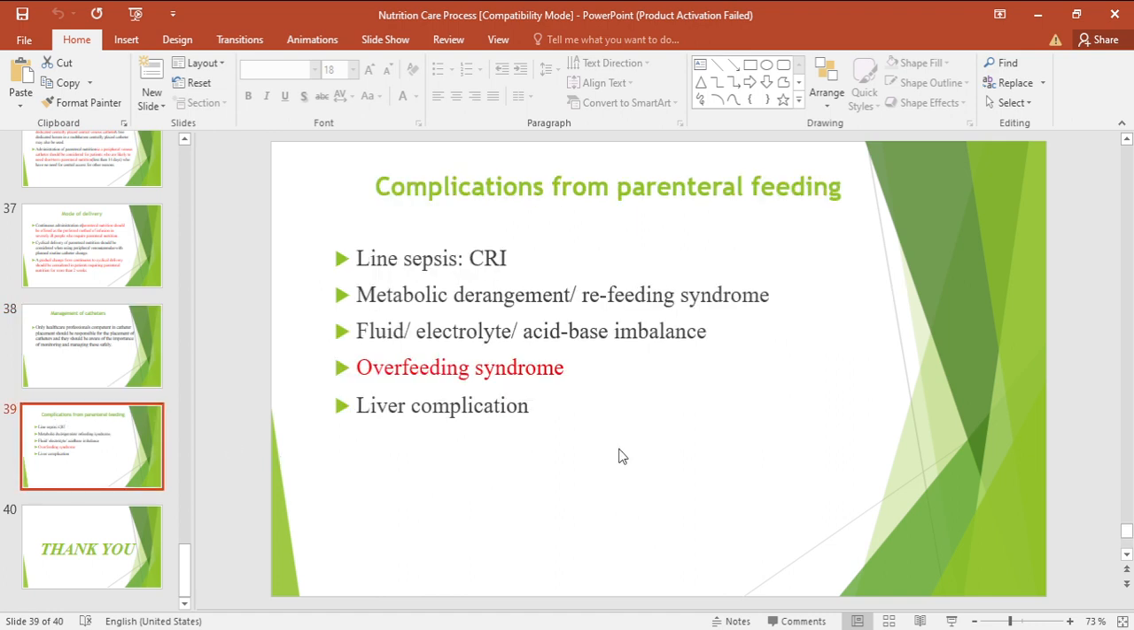And then there are some complications from parenteral feeding, such as line sepsis, infections, metabolic derangement or refeeding syndrome, and then fluid or electrolyte and acid-base imbalance. And then also overfeeding syndrome can occur, and it can also cause liver complications.